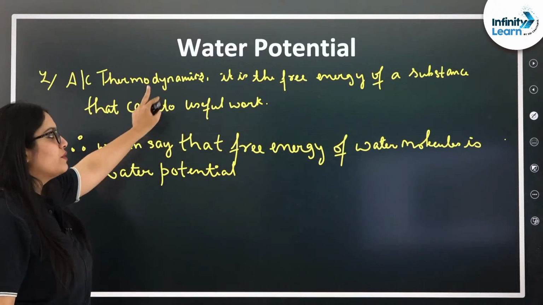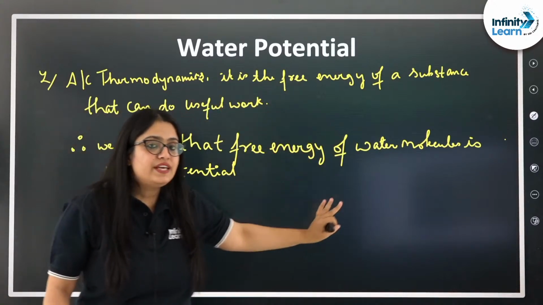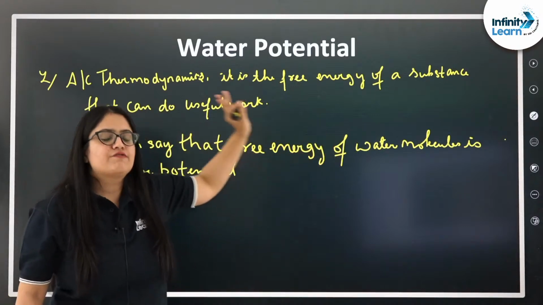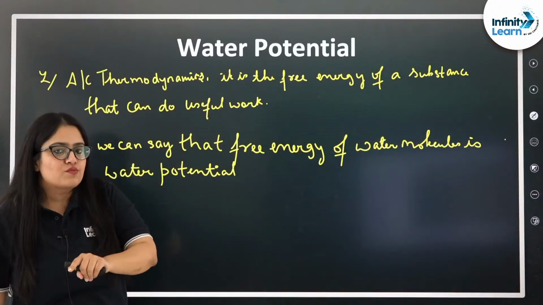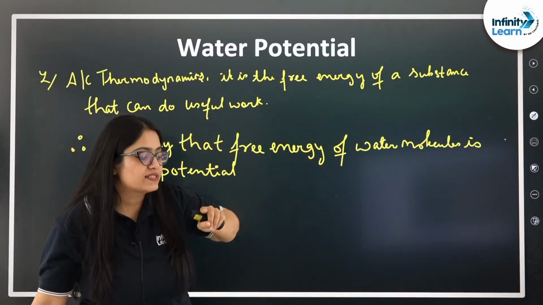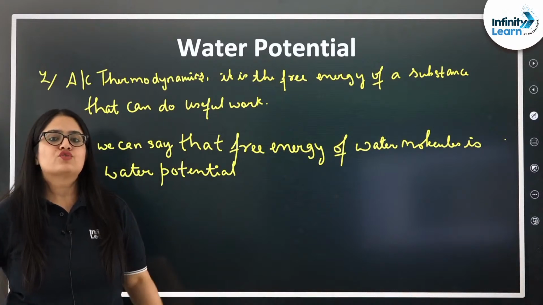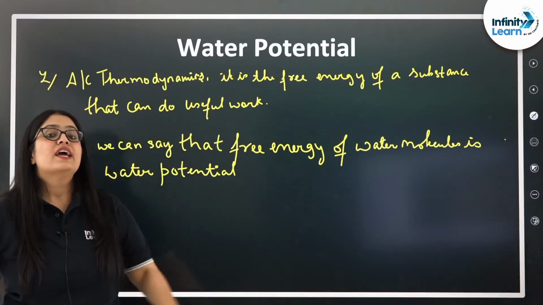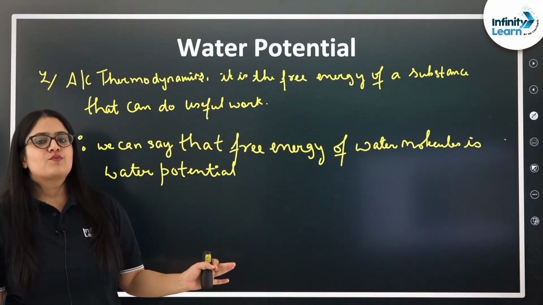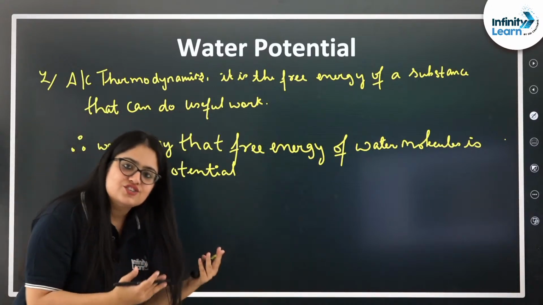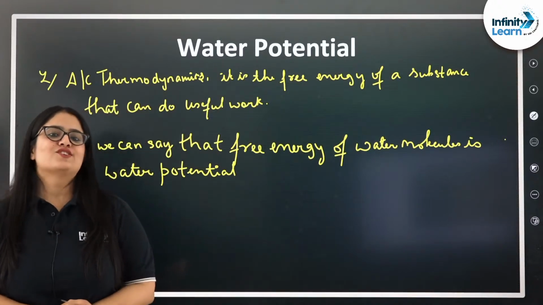So, according to thermodynamics, if a substance can perform work using its free energy, that means if water molecules are showing movement, if water molecules are doing work, it is the water potential, the ability of the water molecules that helps them to move from one cell to another cell or within a cell. Who is giving this ability to do work? It is the free energy of water molecules. Hence, free energy of water molecules is nothing but water potential. So, free energy and water potential are synonymous, okay? I hope this much is clear to all of you.